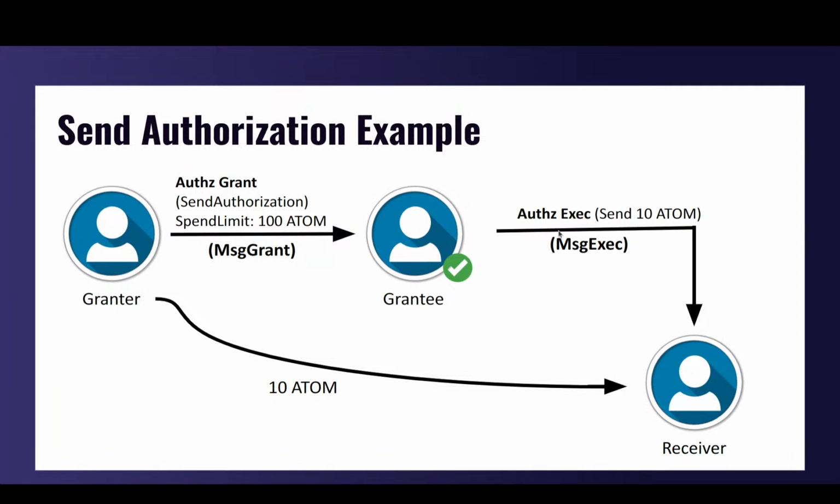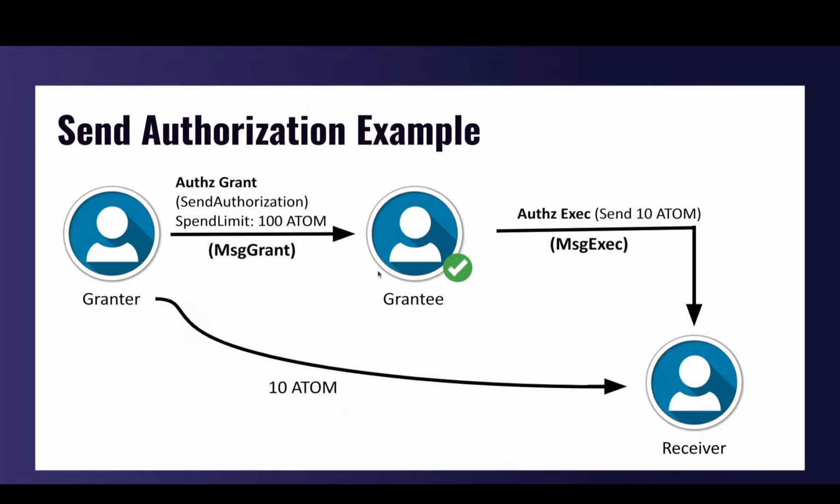Whatever transaction is done will happen from the grantor's account. Here they're sending 10 atom, so that 10 atom gets deducted from the grantor account. It will also check the spend limit, and it gets updated. So 10 atom are sent to the receiver, 10 atom get deducted from the grantor account, and the leftover amount is 90.